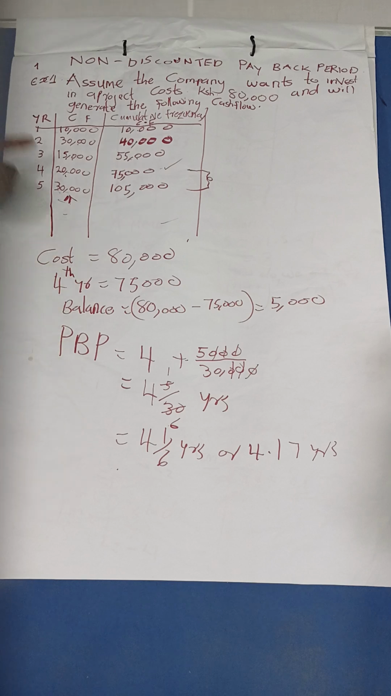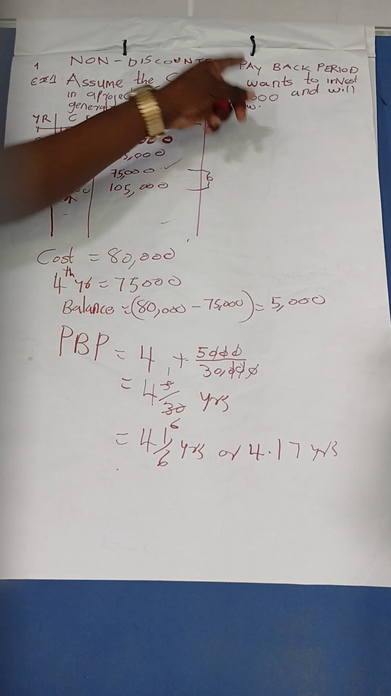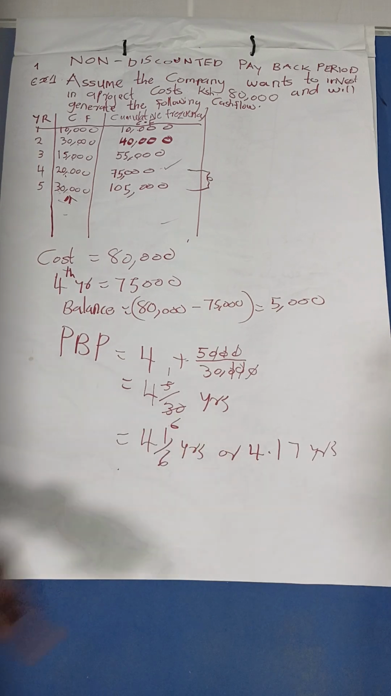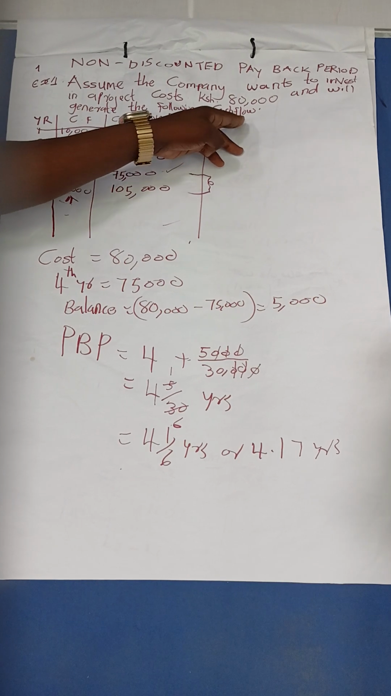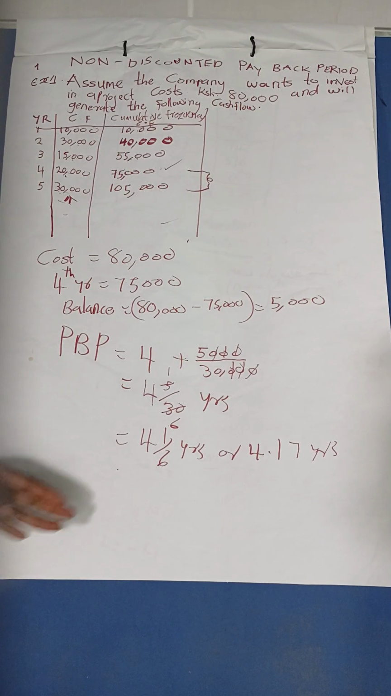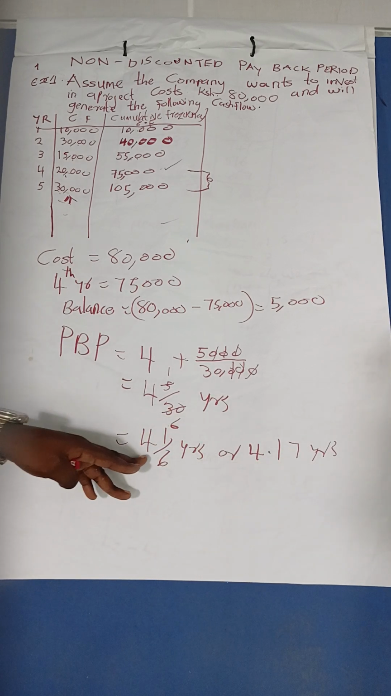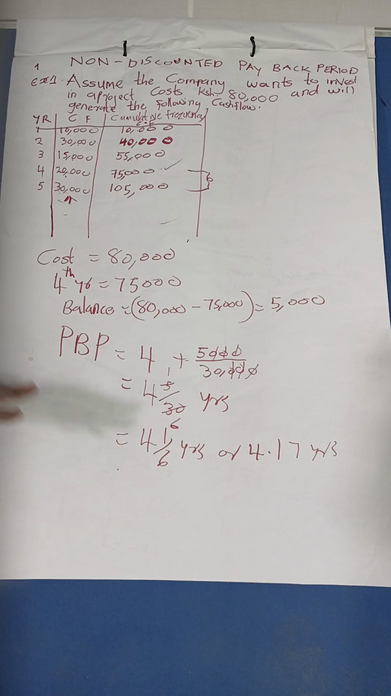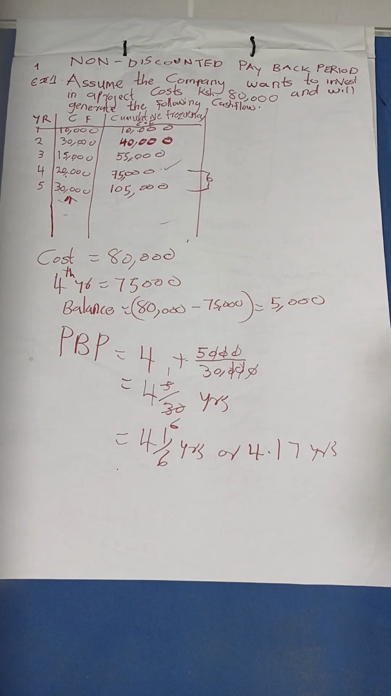So if you decide to invest in this project, just know that you will recover this amount, 80,000, in the period of 4.17 years. Yeah, good. So it's up to you now. If the organization maybe wanted to recover this amount in the period of maybe 2 years, and using the payback period, you have seen you can recover that amount in 4.17 years based on the cash flow of the project, then we can reject that project.